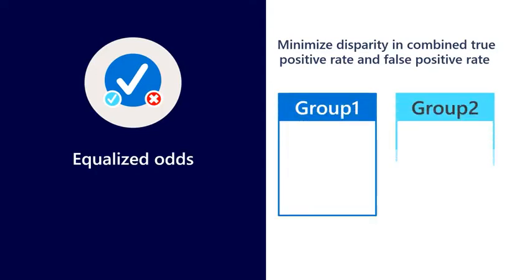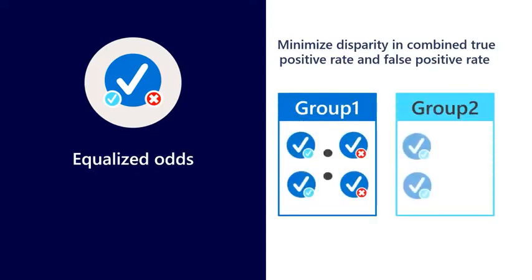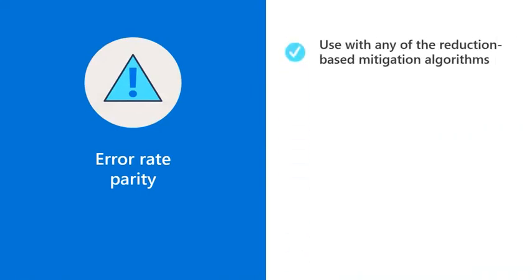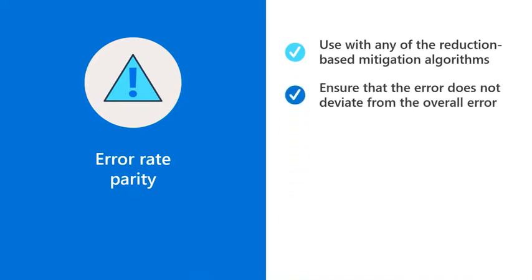For example, in a binary classification scenario, this constraint tries to ensure that each group contains a comparable ratio of true positive and false positive predictions. Use the error rate parity constraint with any of the reduction-based mitigation algorithms, exponentiated gradient and grid search, to ensure that the error for each sensitive feature group does not deviate from the overall error rate by more than a specified amount.